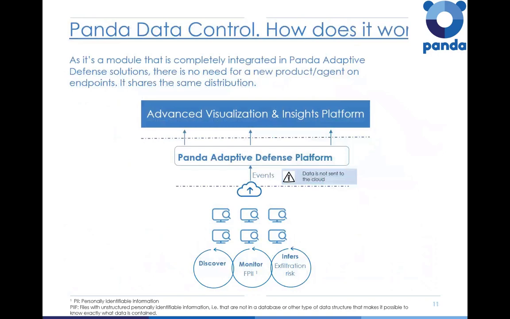So how does it work? Well, by discovering and assessing the data found in the endpoints and feeding this metadata to the adaptive defense platform for analysis. This in turn feeds into the advanced visualization tool where you get full visibility of what's been identified on the endpoints. And when I go into the actual console itself, we'll be able to understand this feed of information being provided into the AVT.